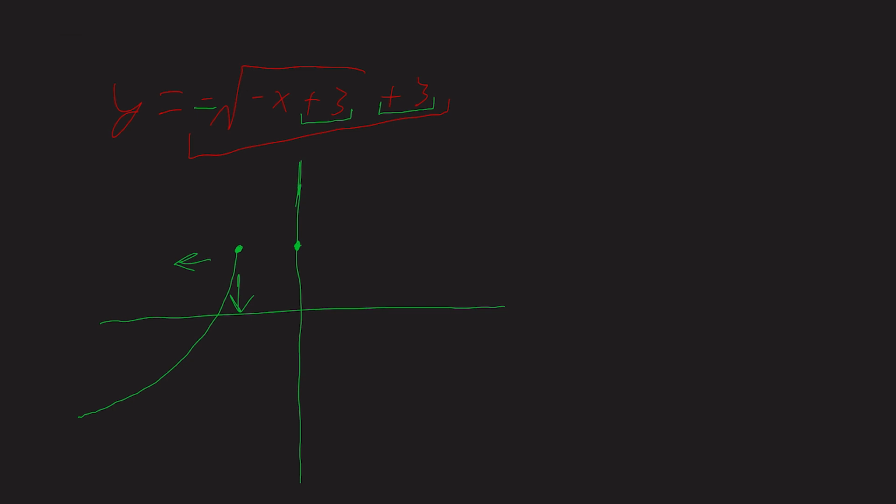So we can see now here that the maximum value we obtain is 3, and the minimum value we obtain is negative infinity. So we're going to write our range as negative infinity up to and including positive 3.